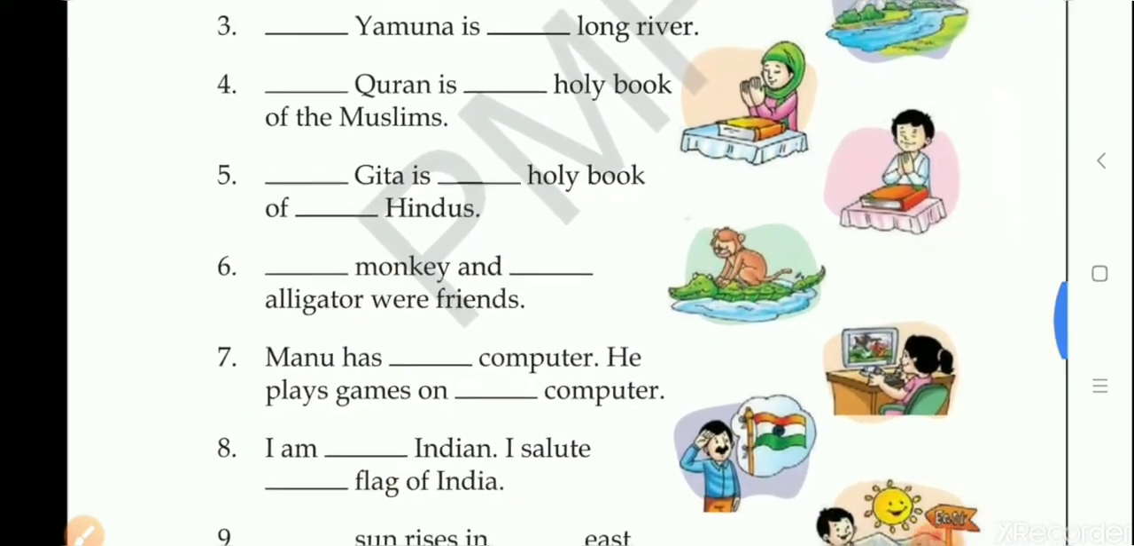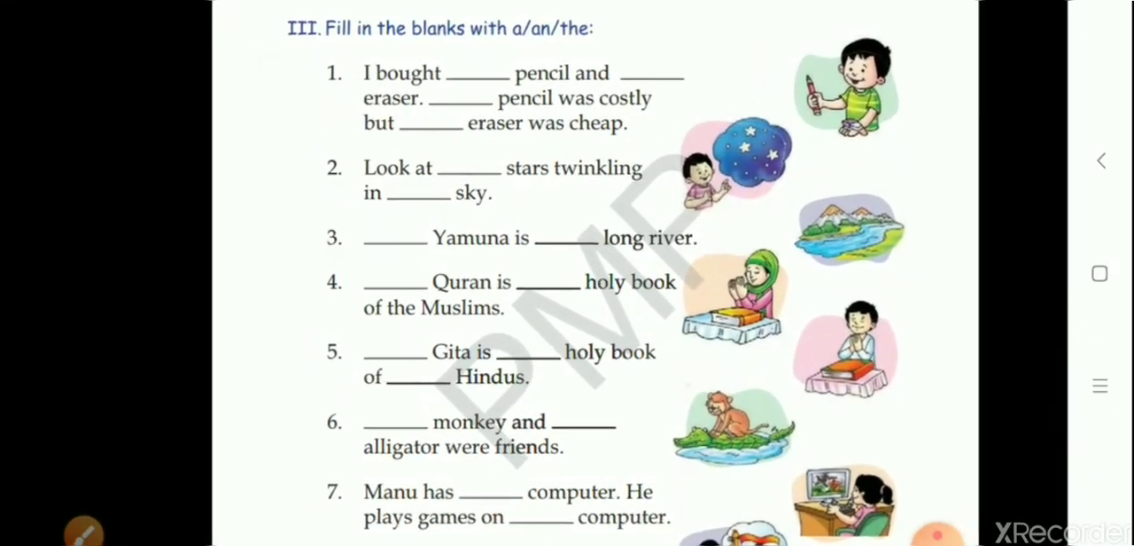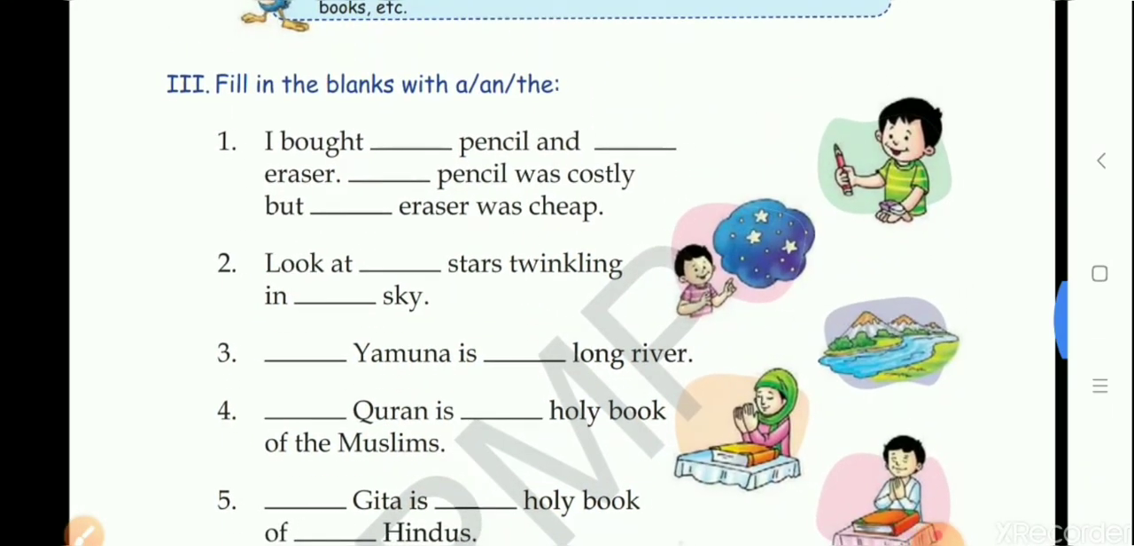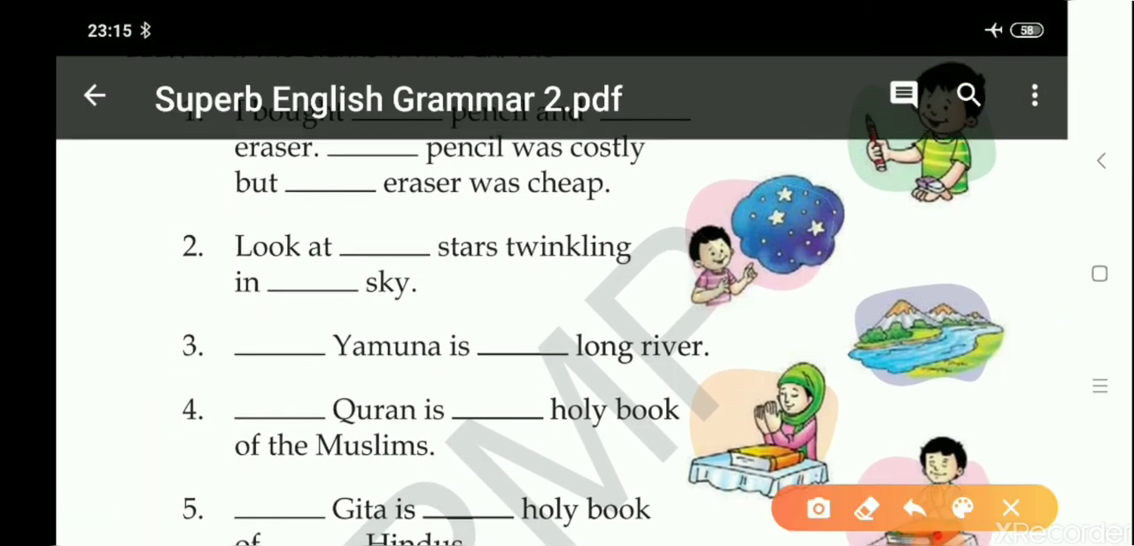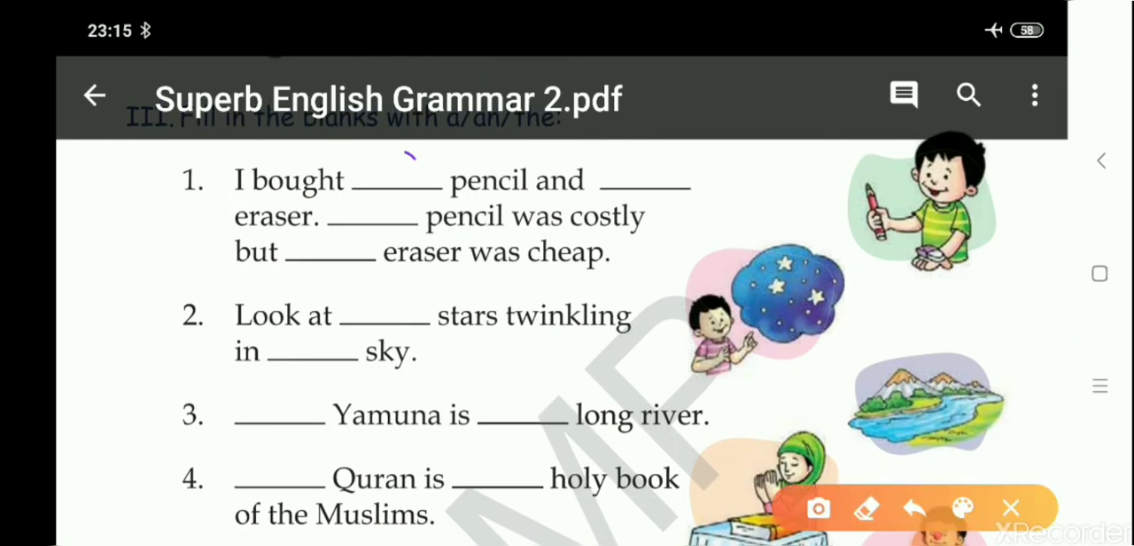Let's do this. Fill in the blanks with a and the. Now, the concept of a and the is clear, so we can do this easily, isn't it? Now, first one. I bought a pencil and an eraser. A pencil because P is consonant. An eraser because E is vowel. I bought a pencil and an eraser.